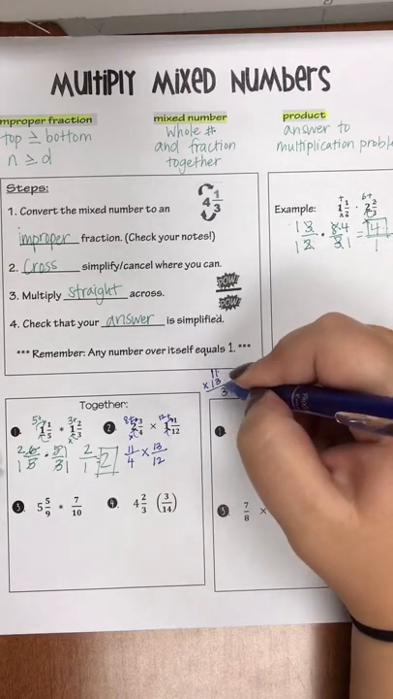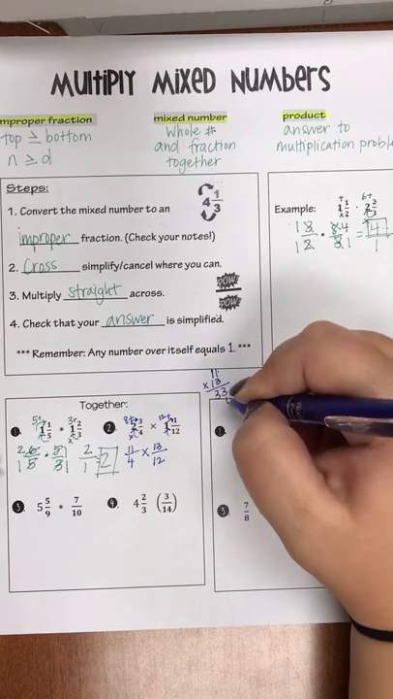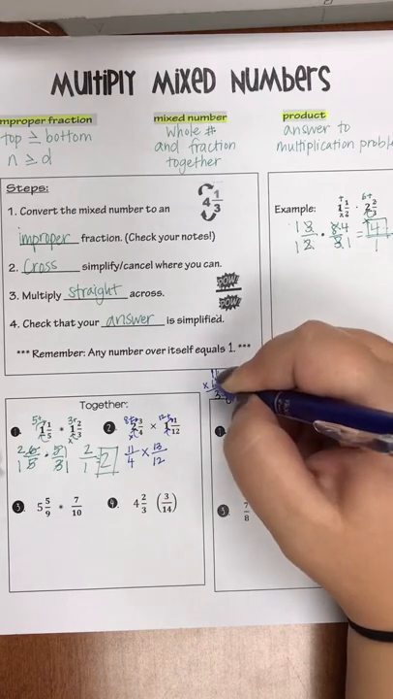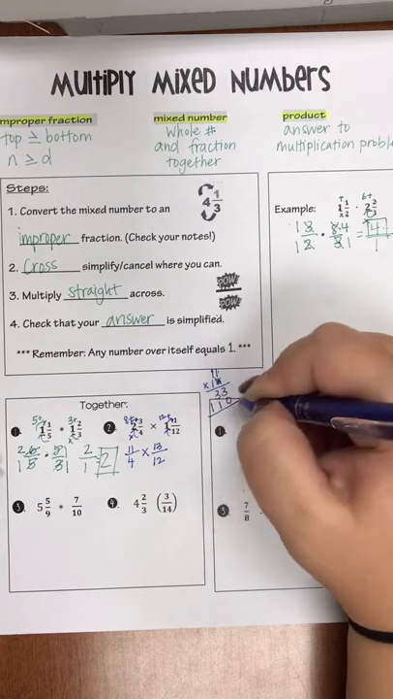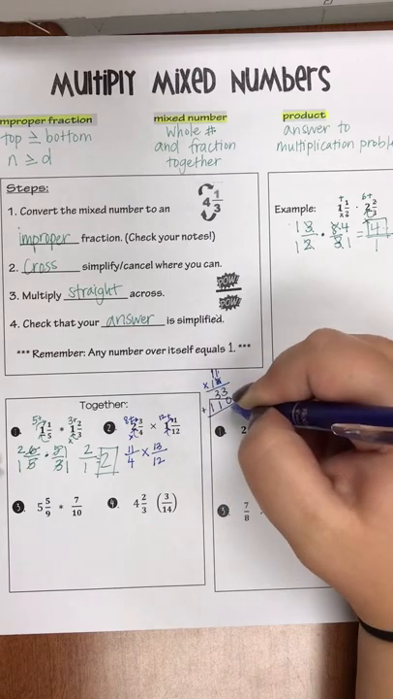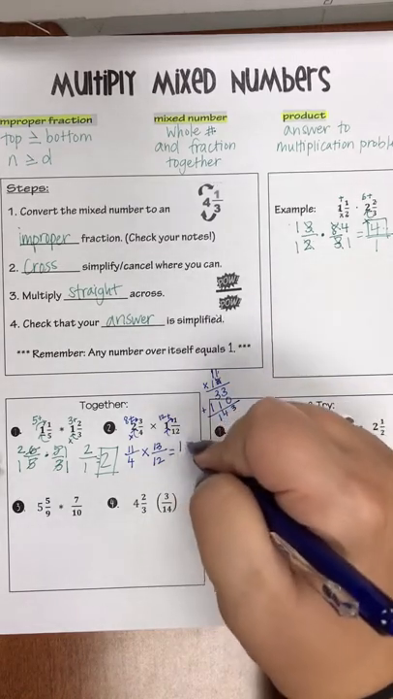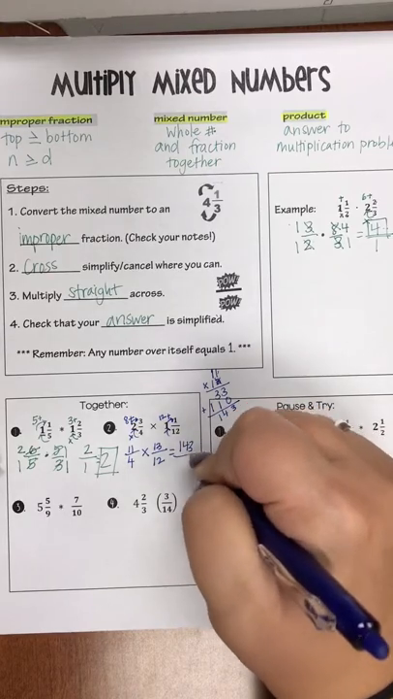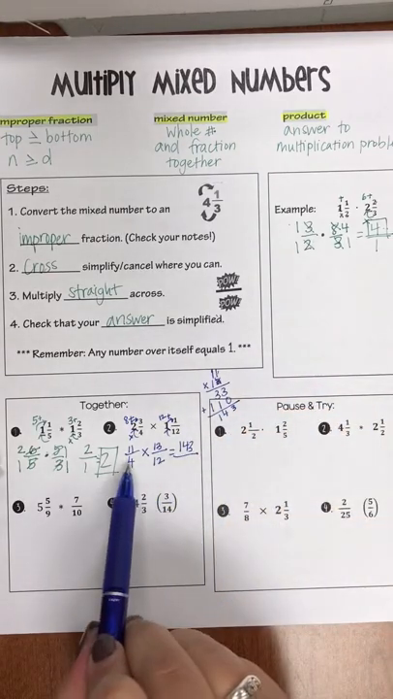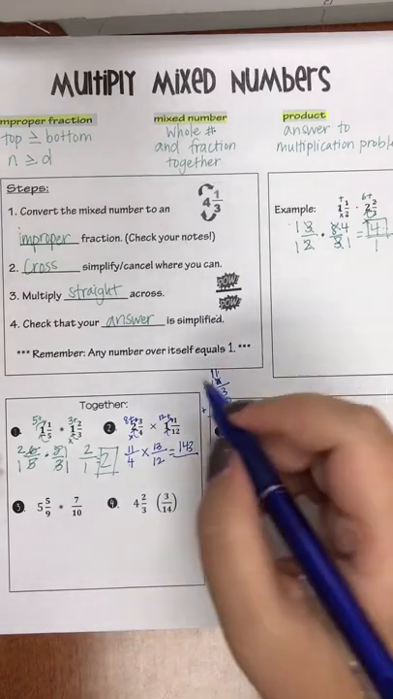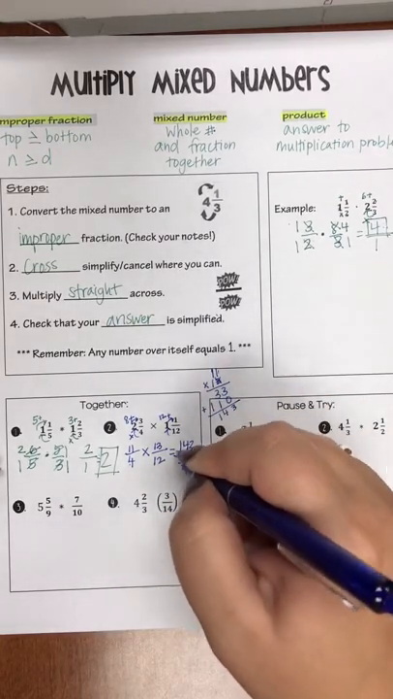1 times 3 is 3. 3 times 1 is 1. Placeholder. 1 times 1 is 1, and 1 times 1 is 1. Go ahead and add those together. And I have 143 for my numerator, and my denominator is 4 times 12, which equals 48.